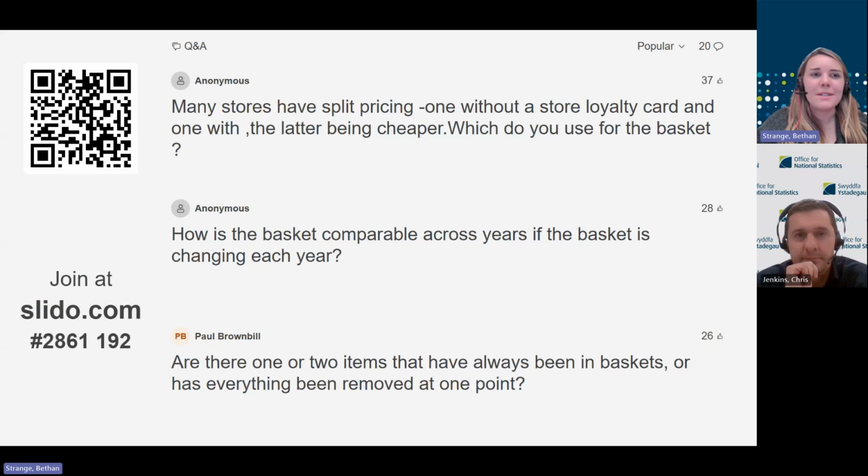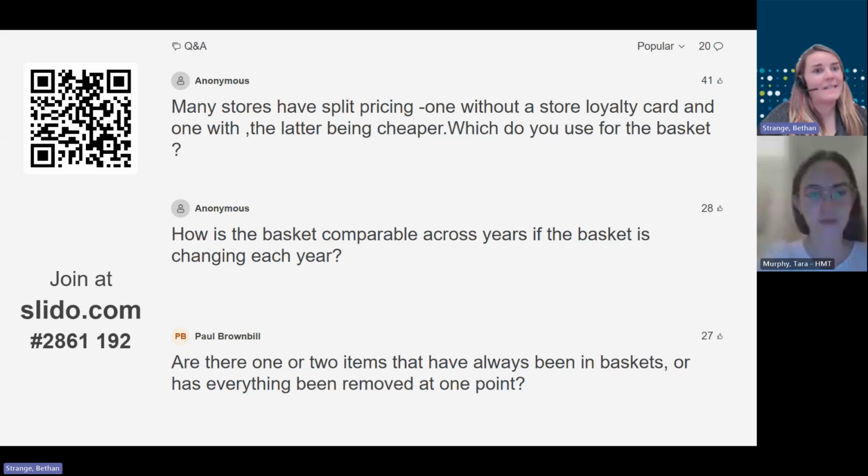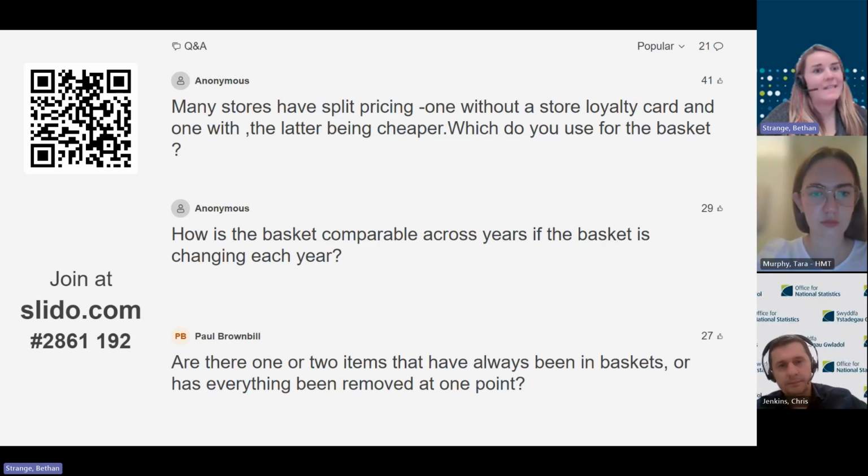Okay, so Chris, this might be one for you. The top voted is: many stores have split pricing, one without a store loyalty card and one with, the latter being cheaper. Which do you use for the basket?